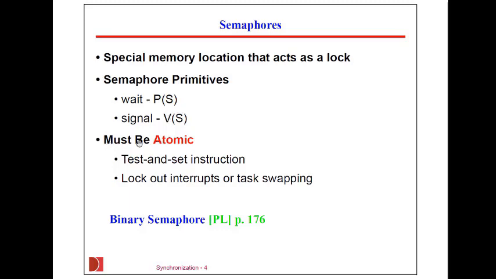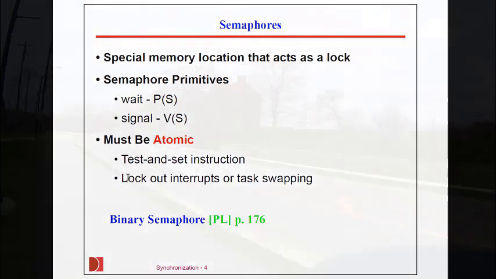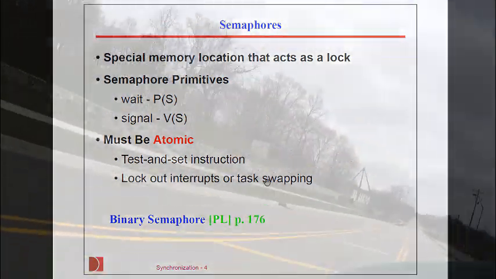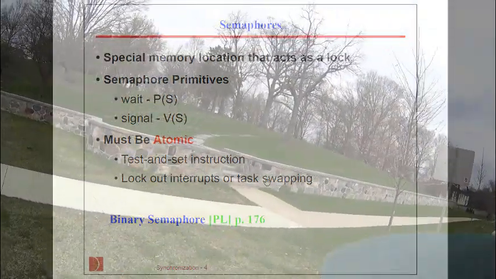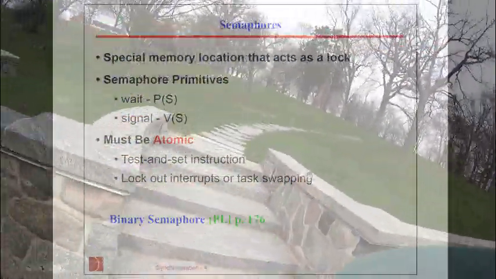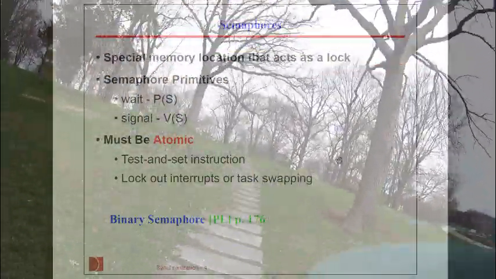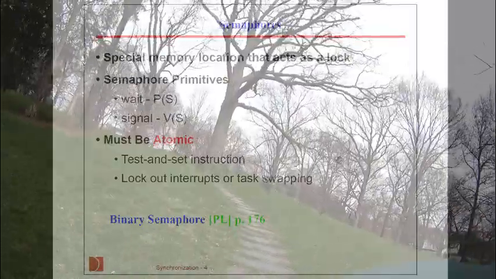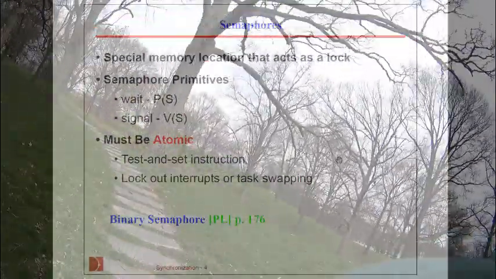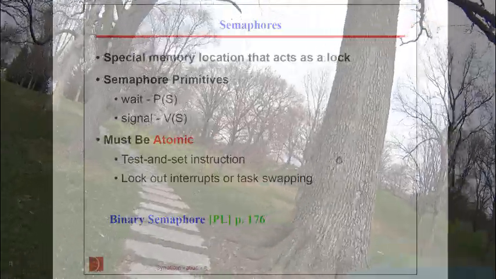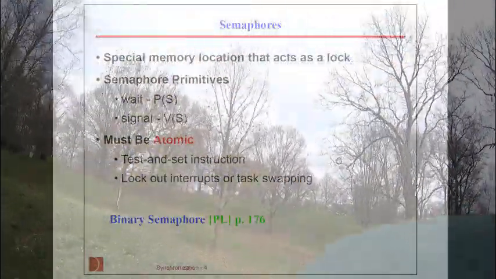But the key is these functions must be atomic. And what atomic means is they can't be interrupted. So either you have to use what's a test and set instruction, or you just lock out interrupts and task swapping so that no task in the system can interrupt this variable. And again, that's all it is. It's a flag, but it's a protected flag. It's protected by the operating system to behave in an atomic way. And we have a couple of types. We have binary semaphores and counting semaphores.